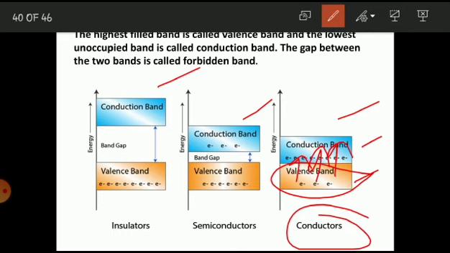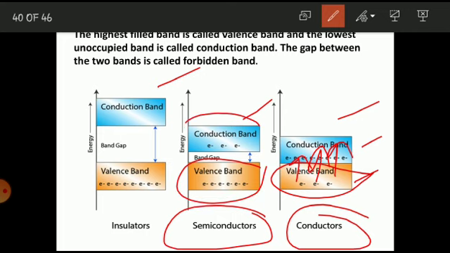very easily. Whereas in case of semiconductors, the valence band is completely filled with the electrons and the conduction band is empty. Initially it is empty, and these two bands are separated by a small gap which is called a band gap, or it is also called a forbidden band. And due to this gap, we cannot shift the electron easily from the valence band to the conduction band, so little amount of energy is required.